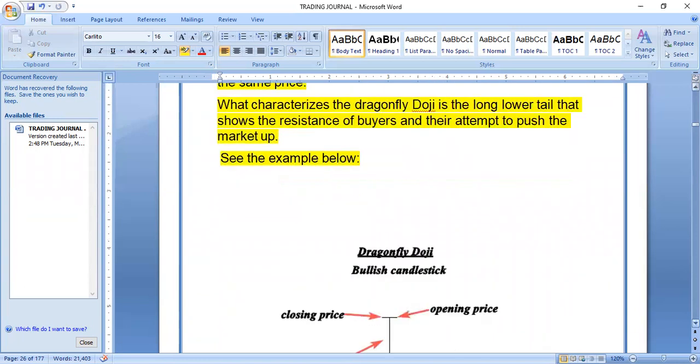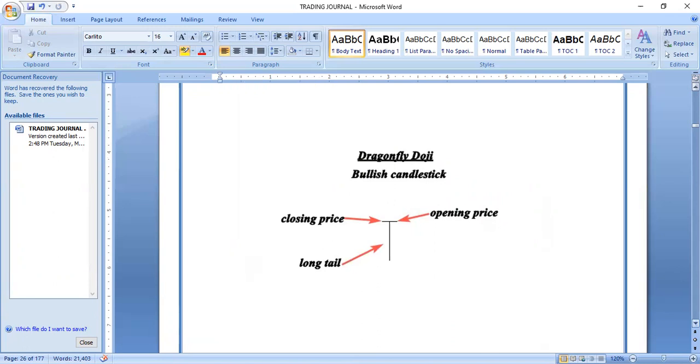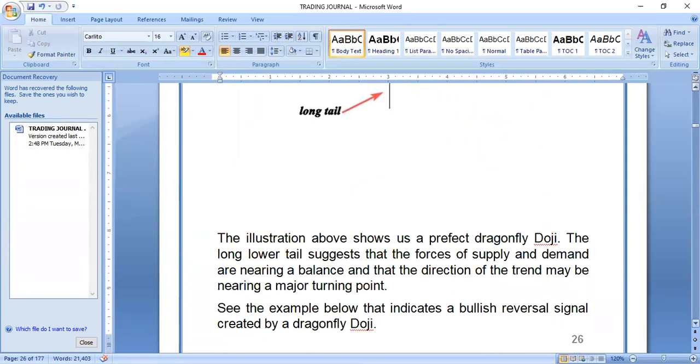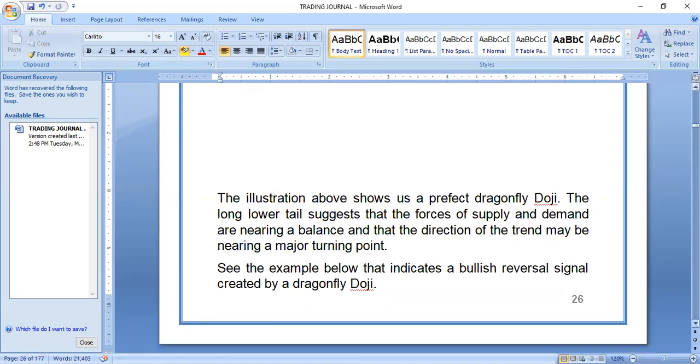Okay, this is how the dragonfly looks like. It has a longer lower tail with no upper tail, or with just a short upper tail, or even a short upper wick in another language. The illustration above shows us a perfect dragonfly doji. The long lower tail suggests that the forces of supply and demand are nearing a balance, and the direction of the trend may be nearing a major turning point.